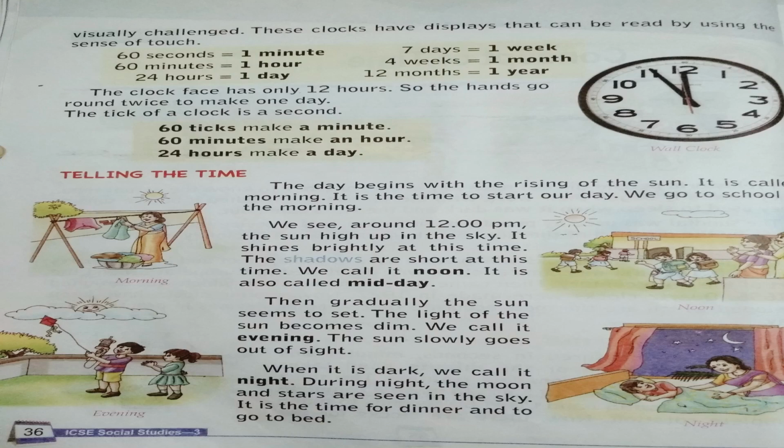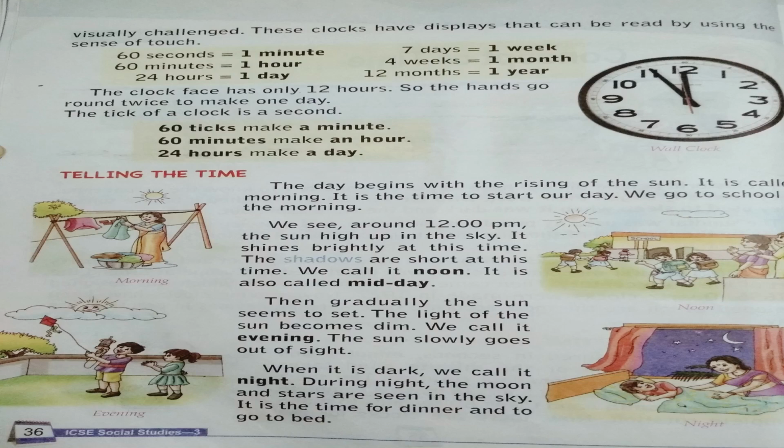We see, around 12 p.m., the sun high up in the sky. And in summers, it's really a very hot time. It shines brightly at this time. The shadows are short at this time. We call it noon. You also wish your parents and teachers good afternoon. It is also called midday.